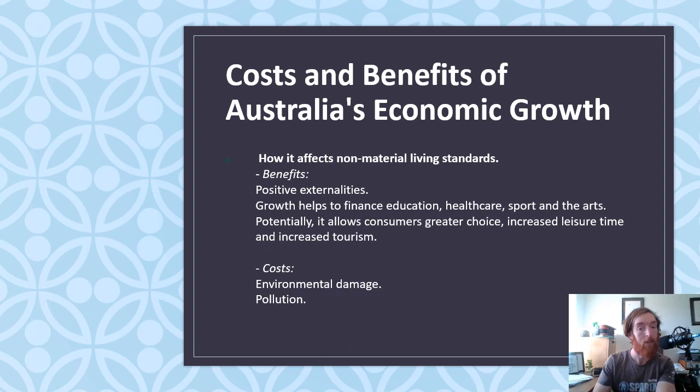How it affects non-material living standards. So positively, there can be positive externalities. Sometimes there's a positive impact on a third party. And growth helps to finance education, healthcare, sports, and the arts, and potentially allows consumers greater choice, increased leisure time, and increased tourism. So the more growth we have, the more choice we're going to have, the more tax the government collects, which they can use to benefit our non-material living standards. It also means we can afford to travel, etc.